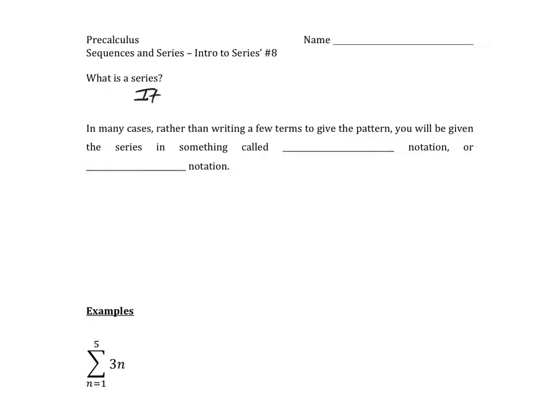It is the summation of a sequence. So a series is basically adding together all the numbers or a partial set of the numbers, okay? So in many cases, rather than writing out a few terms to give the pattern, you'll usually be given the series in something called summation notation. And I'll show you what that means in a second.